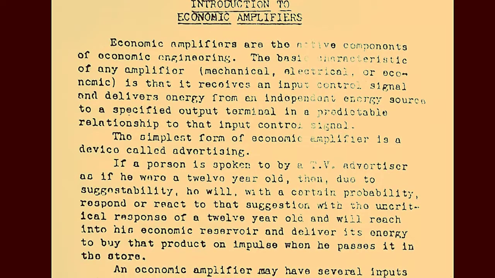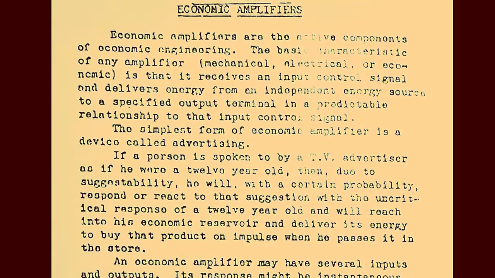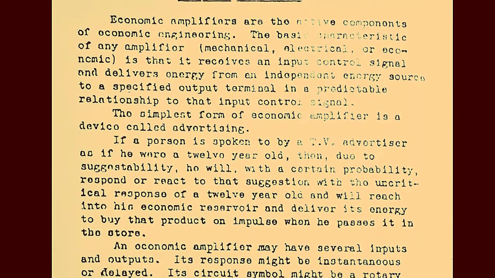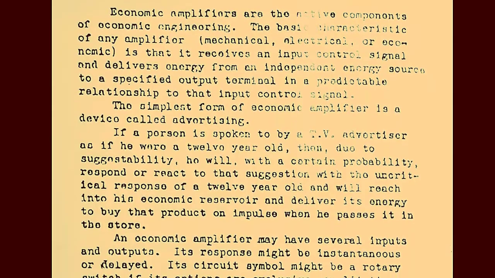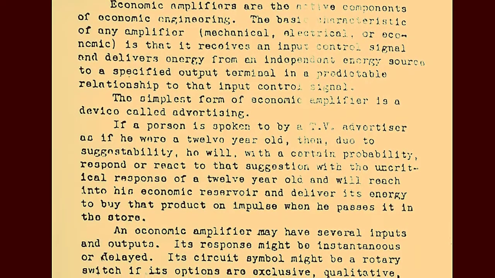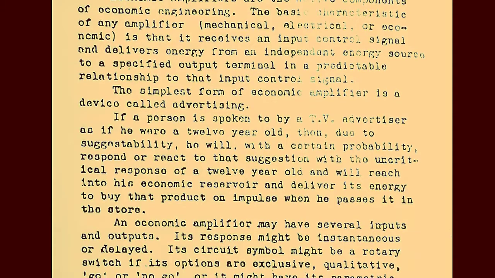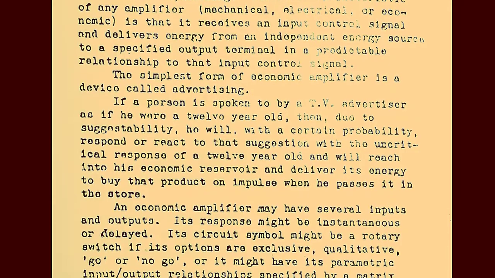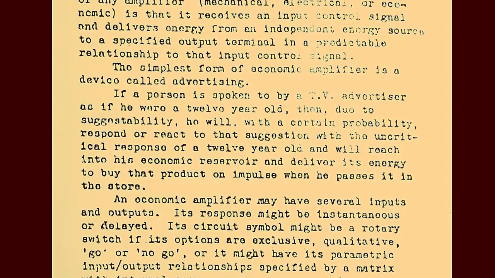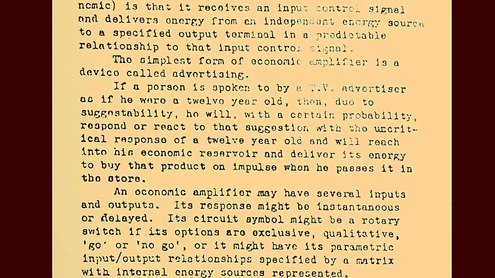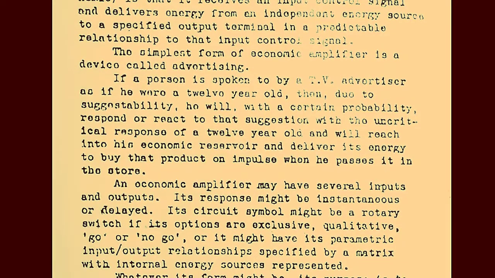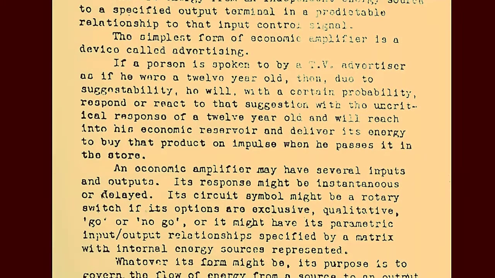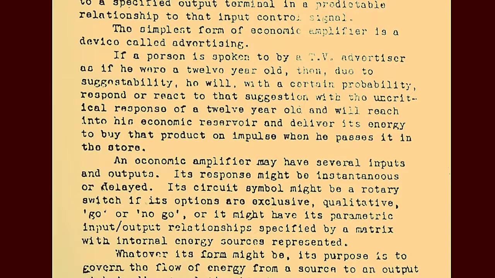If a person is spoken to by a TV advertiser as if he or she were a 12-year-old, then due to suggestibility, he or she will, with a certain probability, respond or react to that suggestion with the uncritical response of a 12-year-old and will reach into his or her economic reservoir and deliver its energy to buy that product on impulse when he or she passes it in the store.